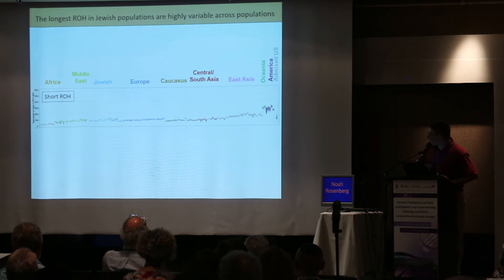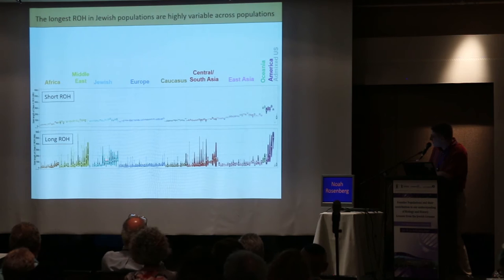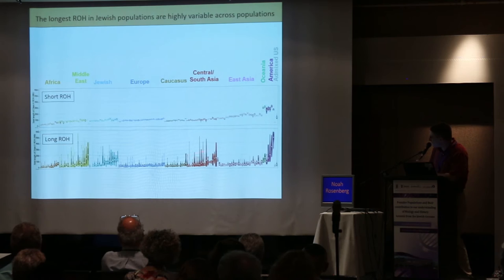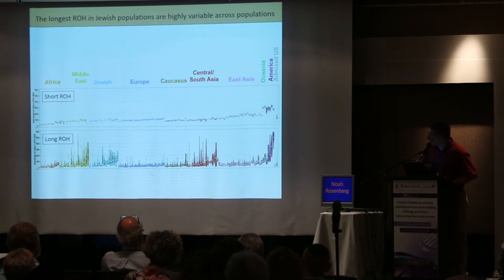So this is another representation of the shorter runs of homozygosity in the same way I showed before. But if we compare it to the long runs of homozygosity, what we see is that the Jewish groups here in the light blue again are much more similar to the Middle Eastern populations, some of the Pakistani populations, and other populations from Central Asia, than they are, say, to European groups. The level of high long runs of homozygosity that likely reflect recent consanguinity is much more similar to the Middle Eastern and Central and South Asian populations.